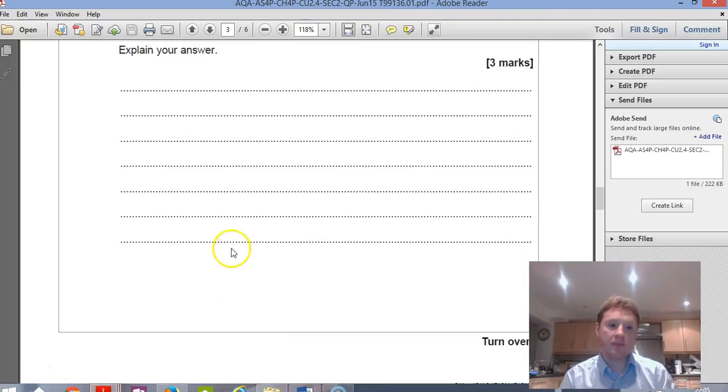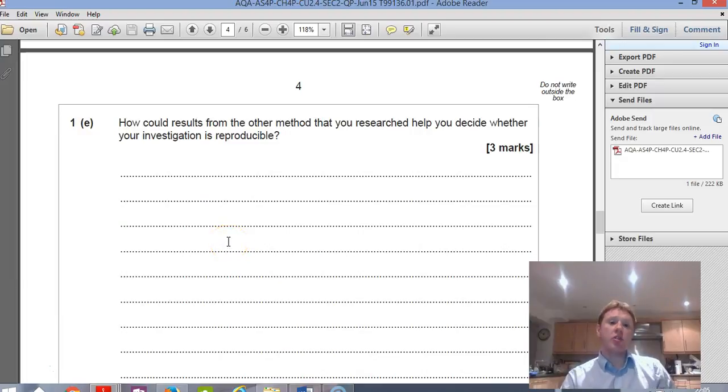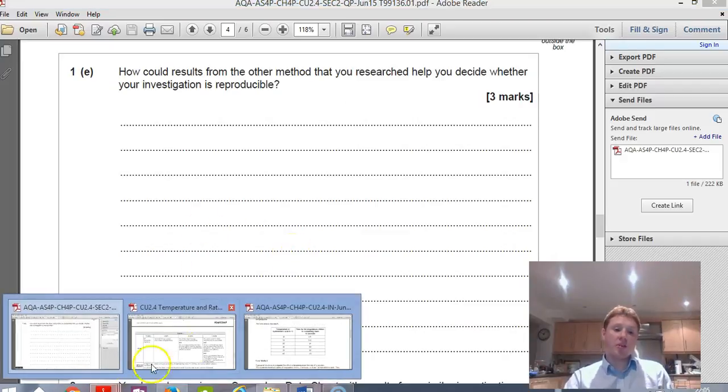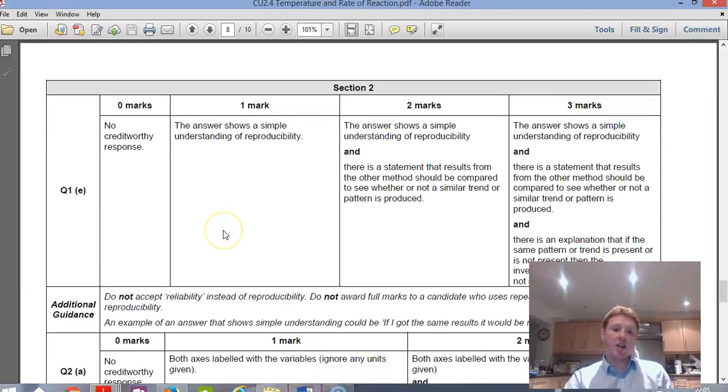Right, question 1E. How could results from the other method that you researched help you decide whether the investigation is reproducible? So sometimes you're asked to investigate two investigations. So you need to say what reproducibility means. Well, that means if somebody else took your investigation and did it, could they get similar results to you? So could they follow your instructions and get similar results to you? Then it is reproducible. So if you say something like that, so someone else can do my practical and get similar results, that's a mark.